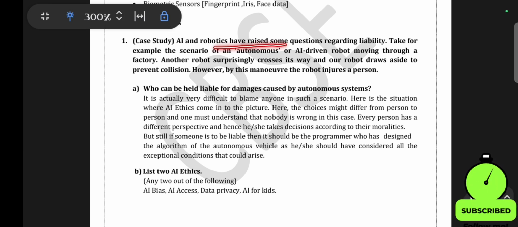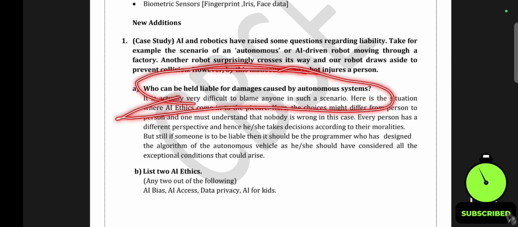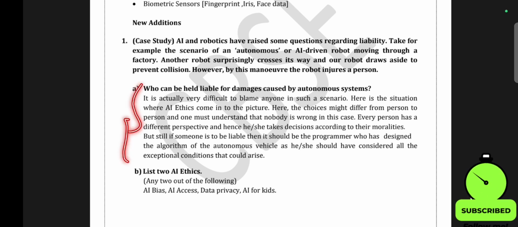AI and robotics have raised some questions regarding liability. Take for example the scenario of an autonomous or AI-driven robot moving through a factory. Another robot surprisingly crosses its way and the robot draws aside to prevent collision. However, by this maneuver, the robot injures a person. Now, the question asked is: who can be held liable for damage caused by an autonomous system? So again, this is a competency-based question. You have to write in your own language.